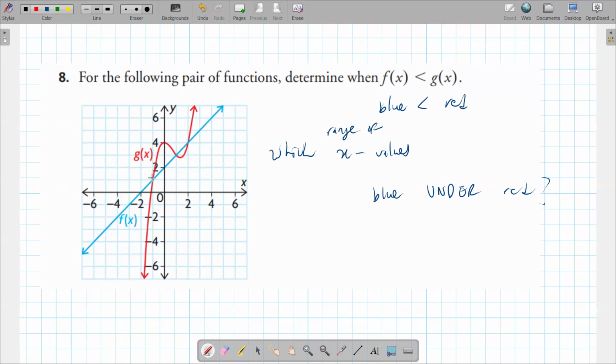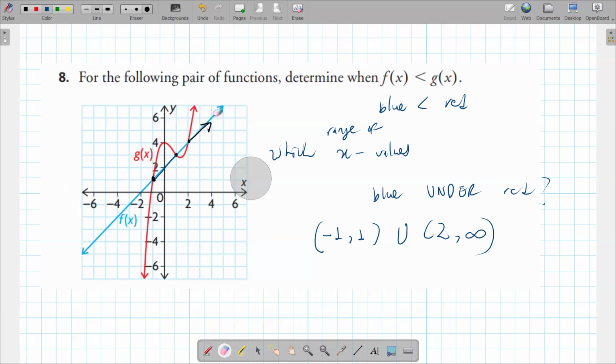It looks like from here to here, the blue is under the red, and then from here onwards, it's under the red. So your answer is these two intervals, from here to here, and then from here to infinity. Looks like -1. So from -1 to +1, exclusive, because it says less than. And then from 2 to +infinity.